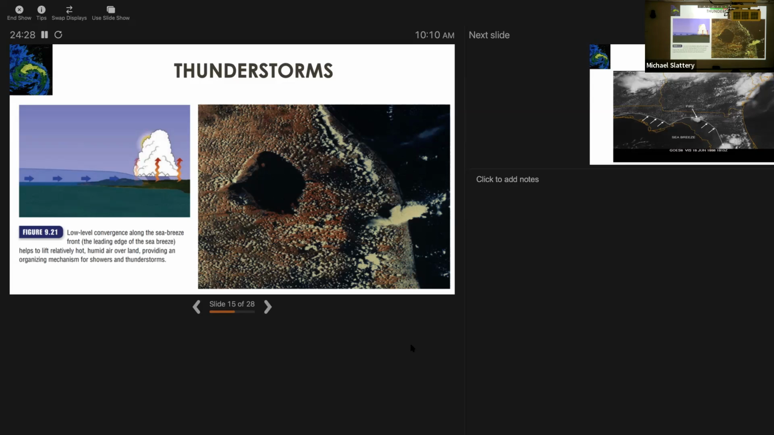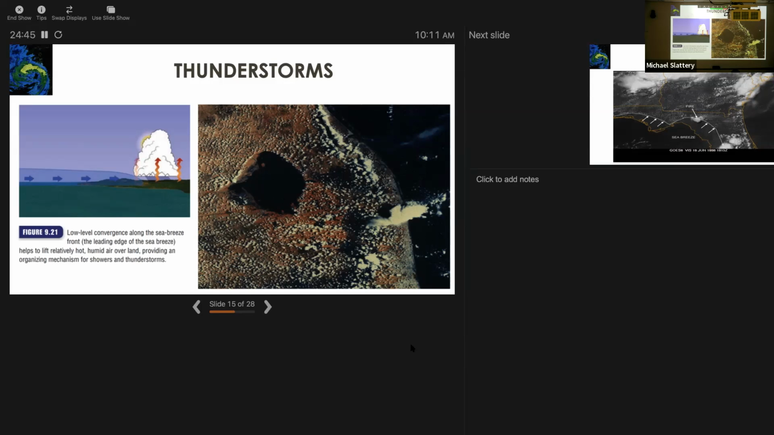The land heats up more quickly. There's Vince's air mass, right? Lots of moisture, little popcorn storms all over the place. But the most significant storms occur, or potential for rain, along the front of that sea breeze boundary.